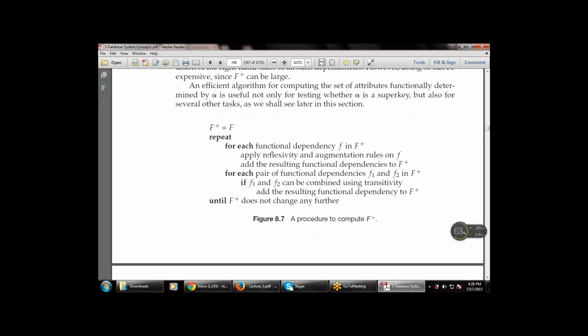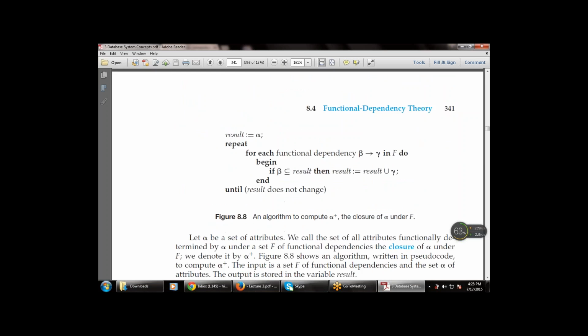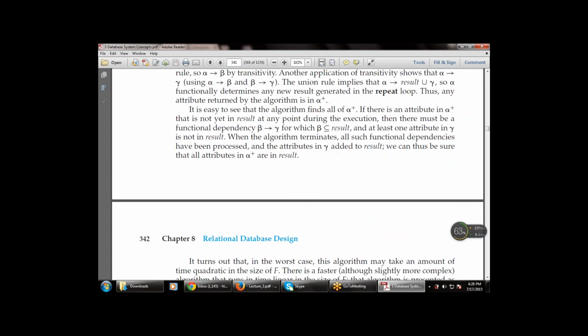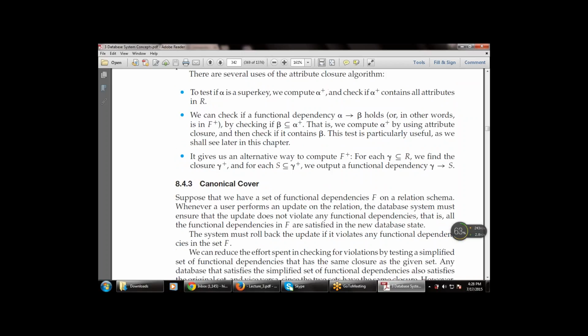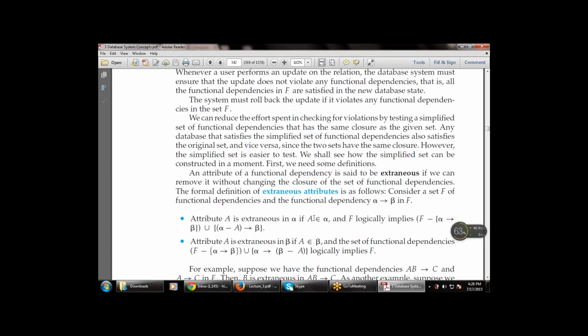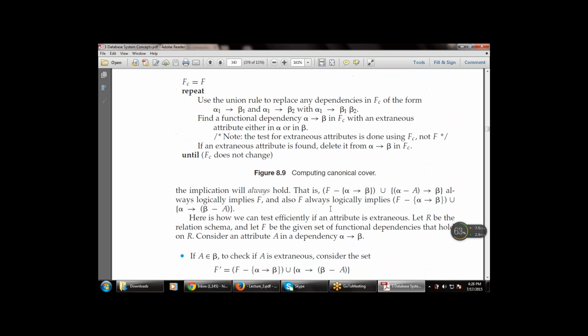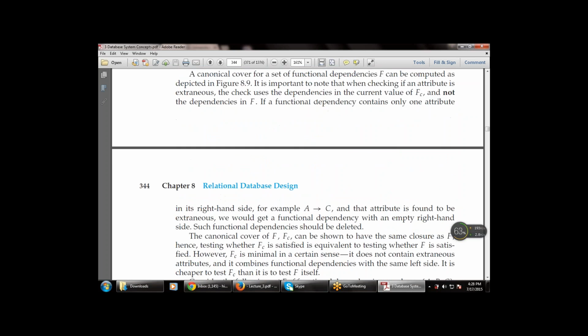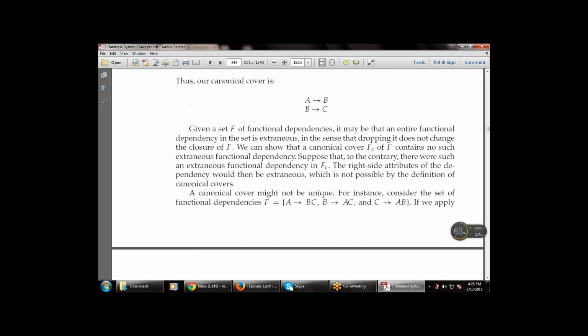The next is the closure of attribute sets, that is, what the attribute sets are and how to find the closure to see whether something is functionally dependent or not. Then the canonical cover is also used, that is, when we say there is a functional dependency, there is a canonical cover that protects the database with the functional dependencies.